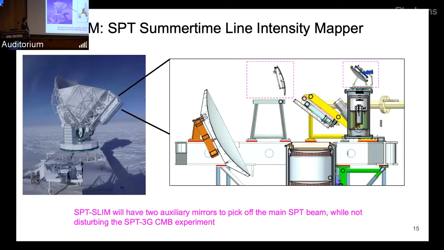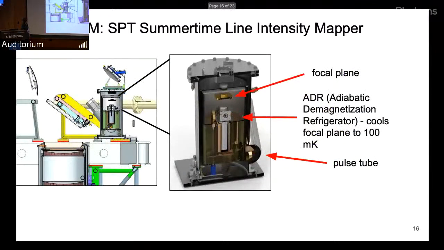their usual observing schedule. If you take a closer look at our cryostat, at the top you can see where the light will come in into the focal plane. This is an ADR, an adiabatic demagnetization refrigerator, so it'll cool the focal plane to about 100 millikelvin. And getting down to base level cold will be done by a pulse tube.